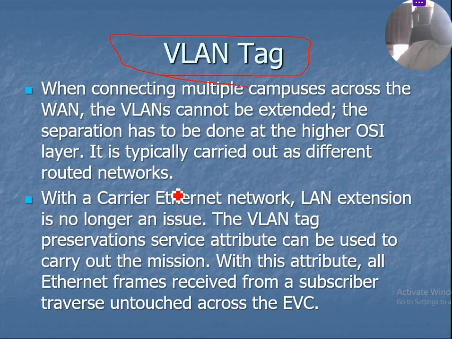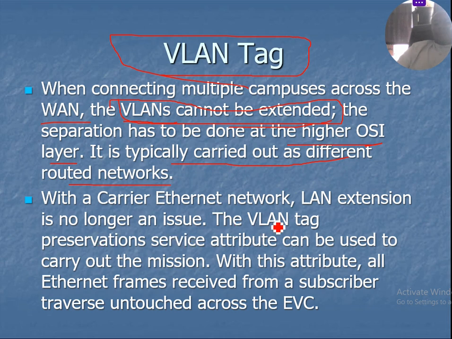When connecting multiple campuses or different branches across a wide area network, the virtual local area network, the VLAN, cannot be extended. The separation has to be done at a higher OSI layer. It is typically carried out as an entirely different routed network.